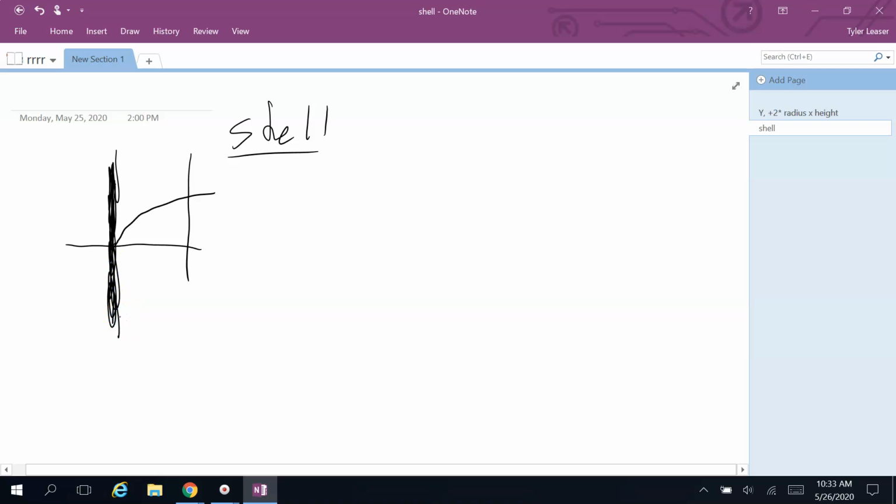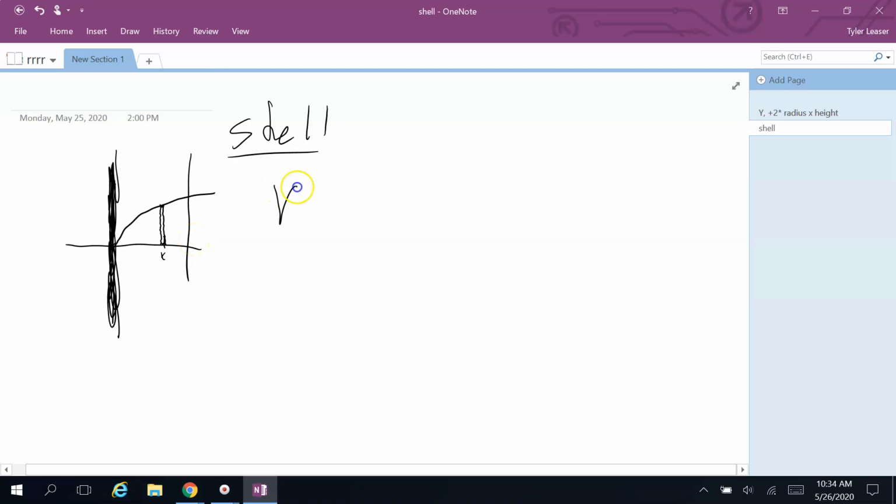Okay, with the shell method, your slices are going to be parallel to the axis of rotation. So now these are my slices, and this slice is going to be located at x along the x-axis here. And there's a slice at every single x value going from 0 to 4.